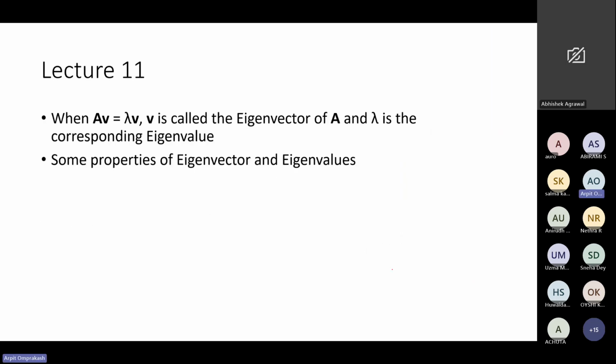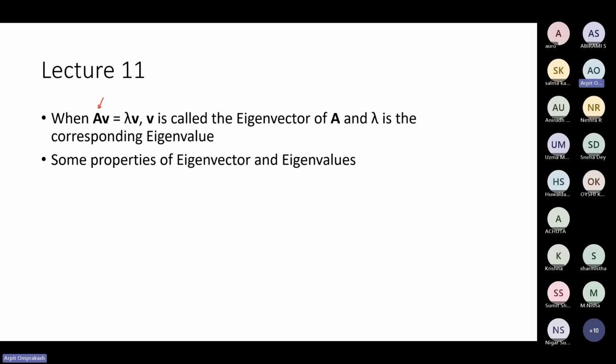In lecture 11, we talked about eigenvectors and eigenvalues. So basically, if we have a square matrix A here, and we find a vector V such that when we multiply that square matrix with the vector, we get some scalar multiplication of the vector V, then the vector V is called the eigenvector of the matrix A, and the scalar value that we find here, lambda, is called the corresponding eigenvalue of the eigenvector.